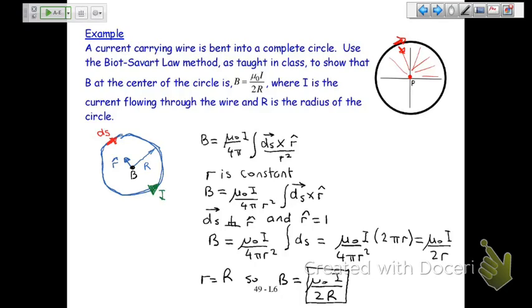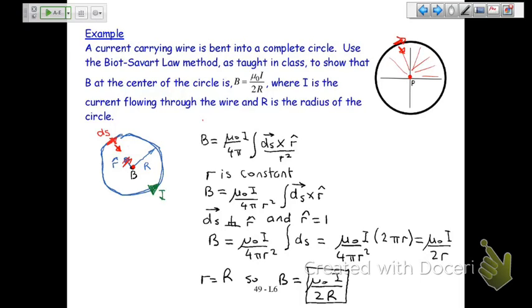So let's visualize it. There's my R, there's my R hat for this little ds. They're at 90 degrees to each other. Oh, I'm sorry, I've been drawing that wrong. The R hat is actually on the wire, pointing towards the point of interest.